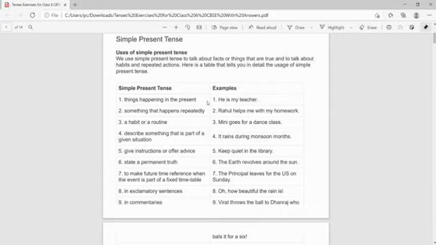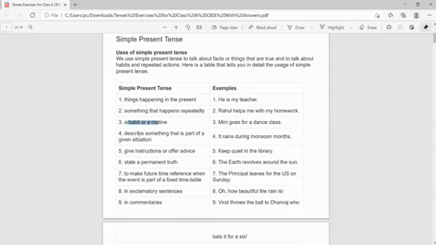It's a simple present tense. He is my teacher. If you see here, I have given you the situations: things that happen in the present, and things that happen repeatedly, a habit or a routine.